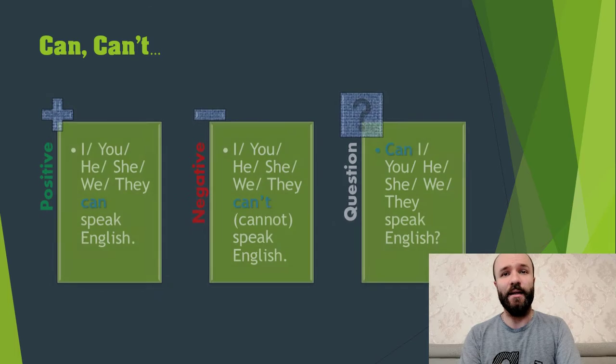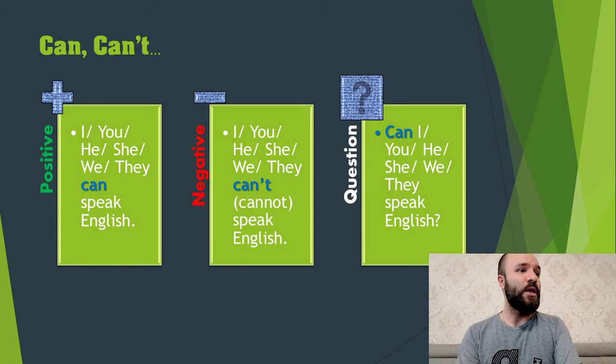So how do we use can? I, you, he, she, we, they can speak English. The negative form is I, you, he, she, we, they cannot speak English. So here, there is no difference between the third person and I, you, we, they. And for the question form, just put the can at the beginning of the sentence. Can I, you, he, she, we, they speak English? Easy.